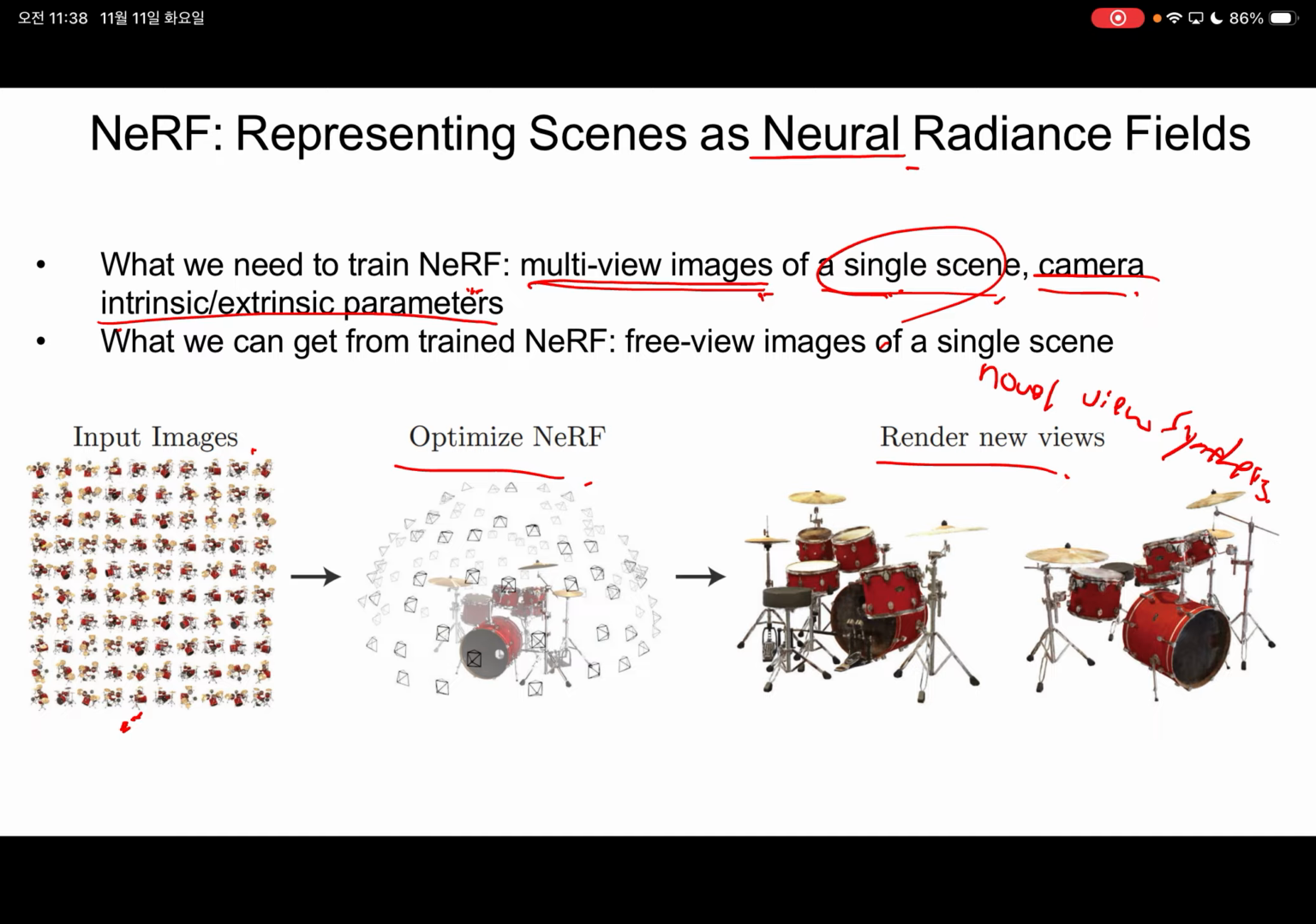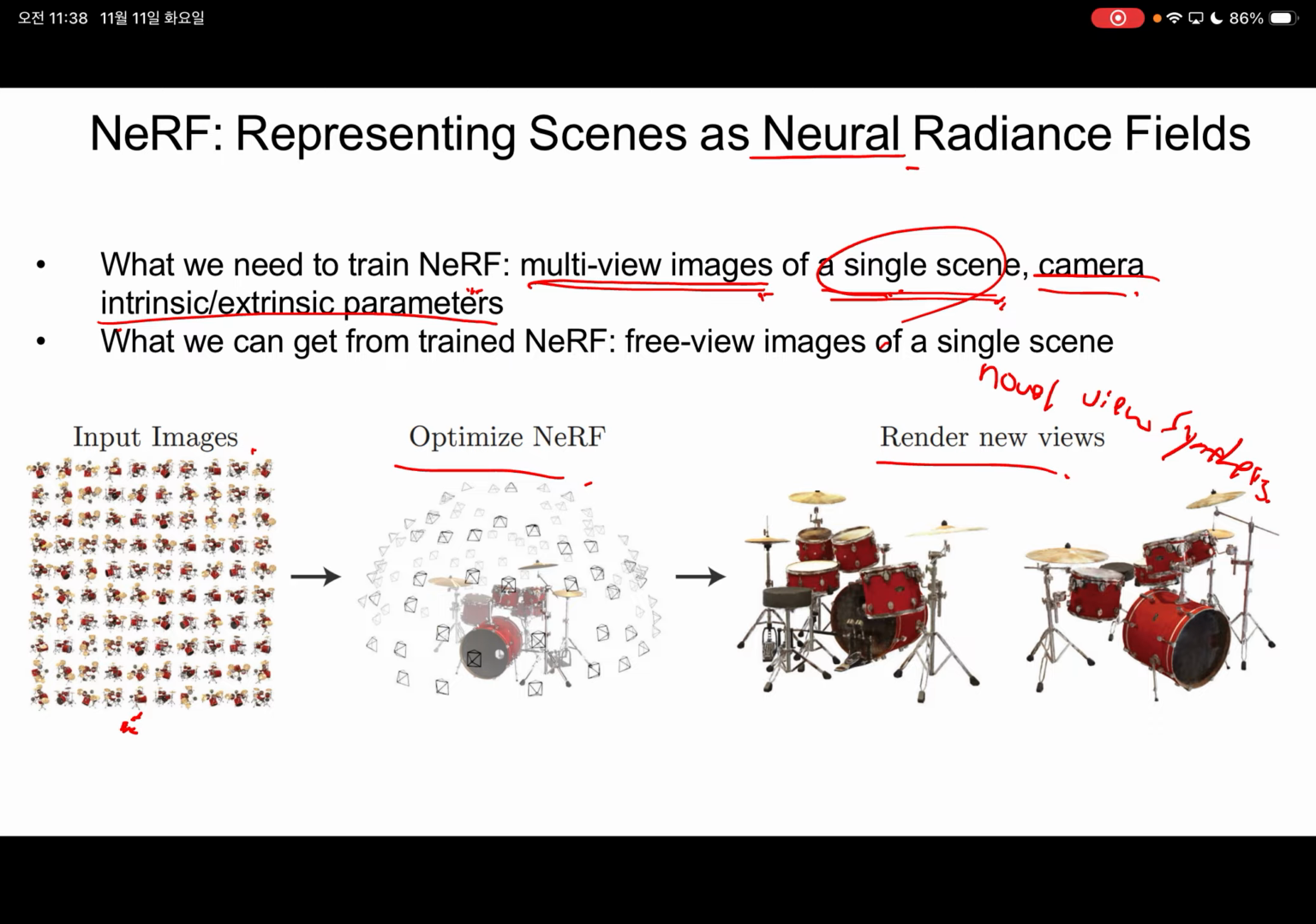We optimize NeRF for this drum. We optimize another NeRF for this object. We optimize NeRF for this microphone. We need to optimize NeRF for each individual object or scene, right? That is what NeRF is about. Only a single scene.